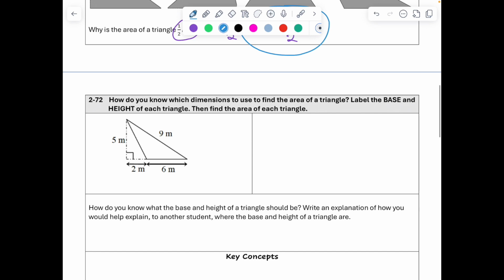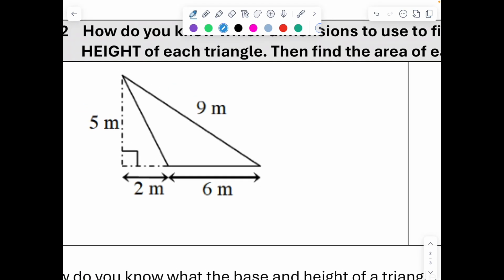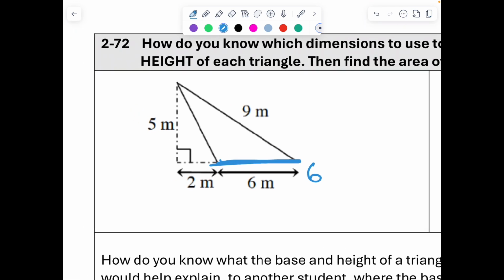All right. How do you know which dimensions to use to find the area of a triangle? We need the base and the height, okay? So it is important. The base is usually pretty easy to find, right? In this case, the base is 6, but the height needs to have a special relationship with the base. The height needs to make a 90-degree angle with the base. We have a word for this. It is called perpendicular. The height needs to be perpendicular to the base.